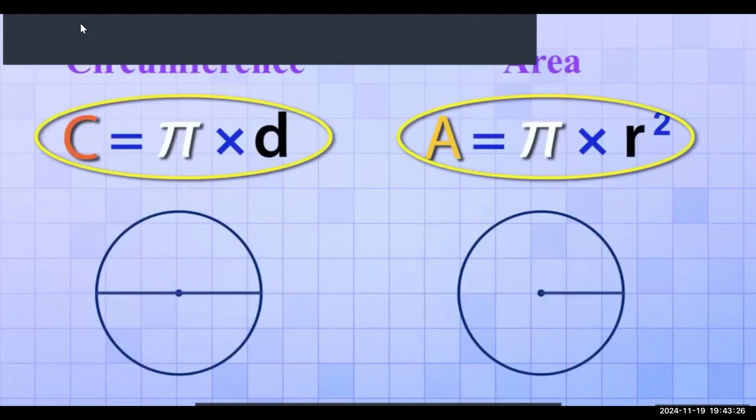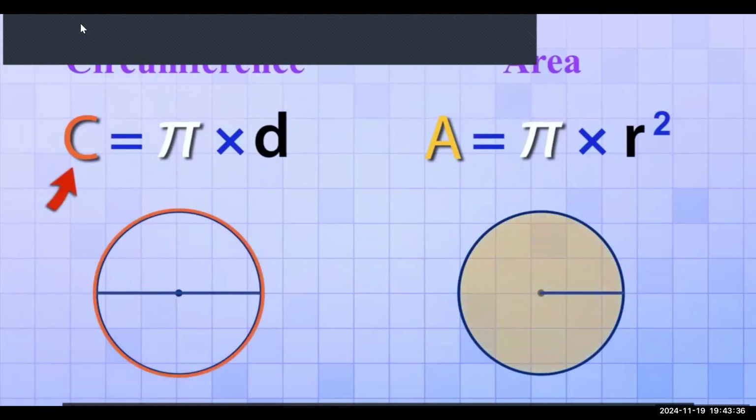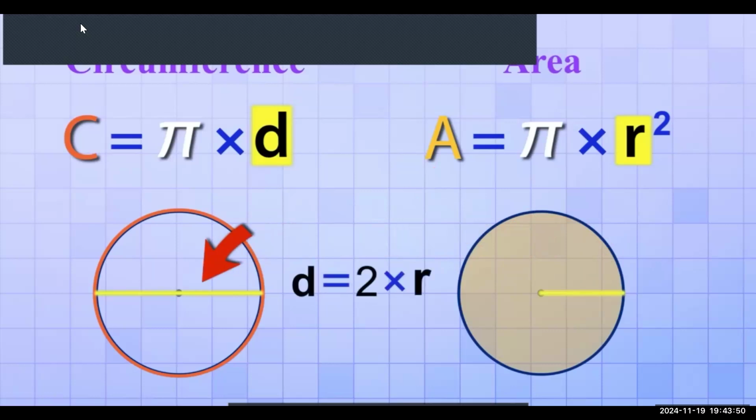These two formulas have a lot in common. In each of them, you're multiplying pi by part of a circle to find either the circumference or the area. In the case of the circumference, you're multiplying pi times the diameter. And in the case of the area, you're multiplying pi times the radius squared. But do you remember the relationship between the radius and the diameter? Diameter is just 2 times the radius.